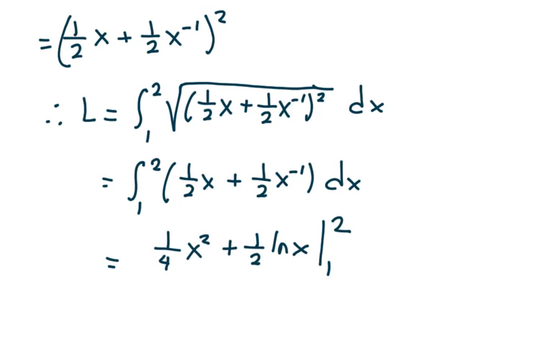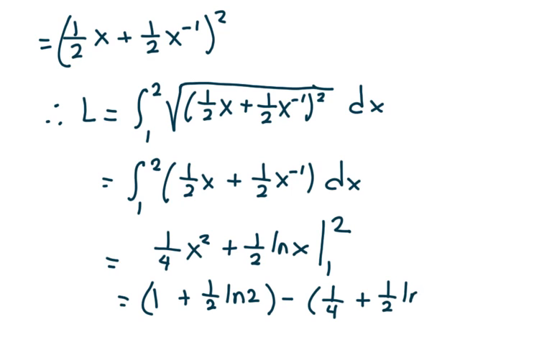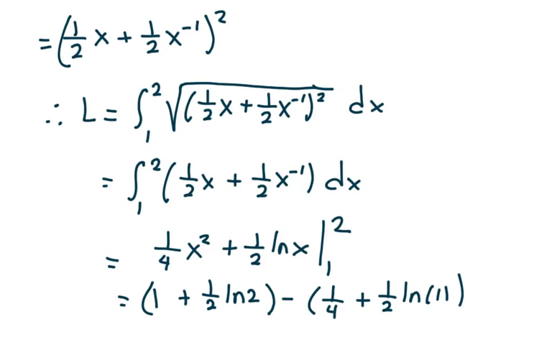Okay? Now, when I plug the 2 in, I get 1 plus 1/2 natural log of 2. I'm going to take that answer and subtract. Plug the 1 in for x, I'm going to get 1/4 plus 1/2 natural log of 1. But natural log of 1 is 0. And so the answer here for this question is 3/4 plus 1/2 natural log of 2.